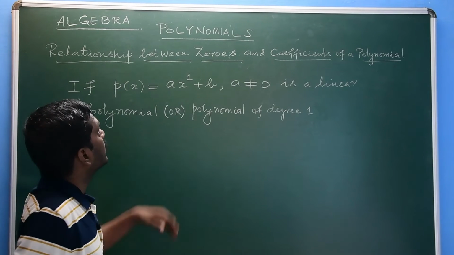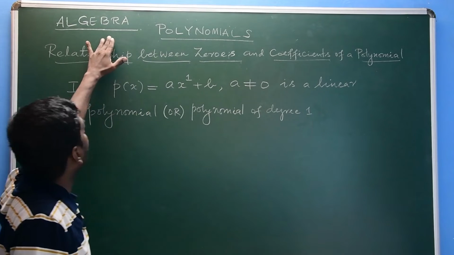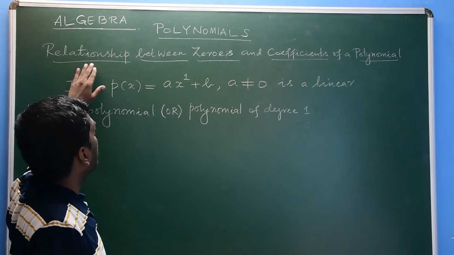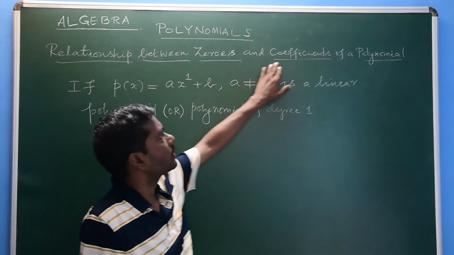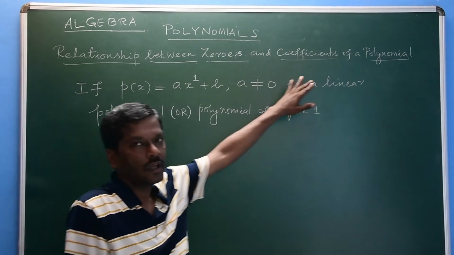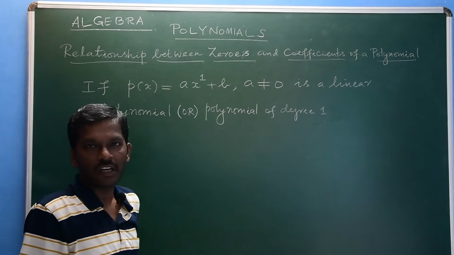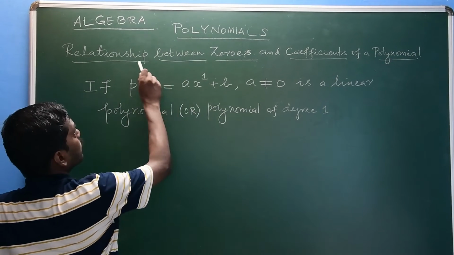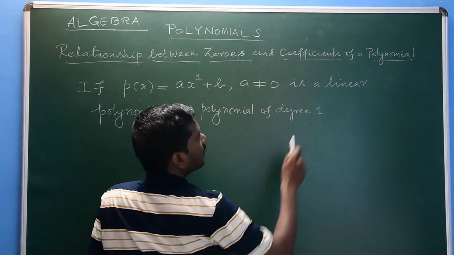Welcome back, students. We have been studying polynomials in algebra, and for CBSE 10 students, in that we are going to see the relationship between zeros and coefficients of a polynomial. We have seen what is the zero of a linear polynomial and quadratic polynomial in the previous videos. So in this video, we are going to see the relationship between zeros and the coefficients of a polynomial.